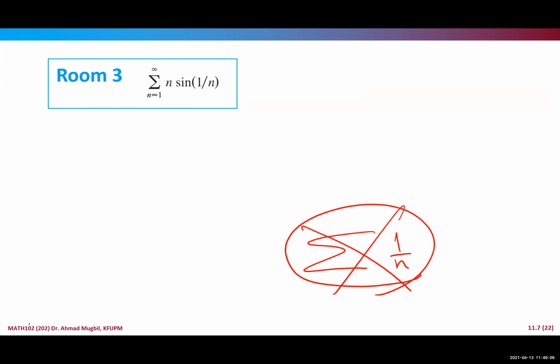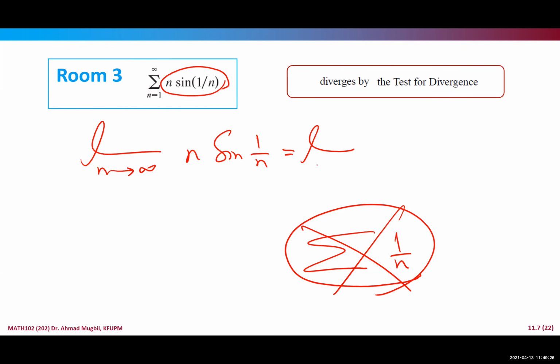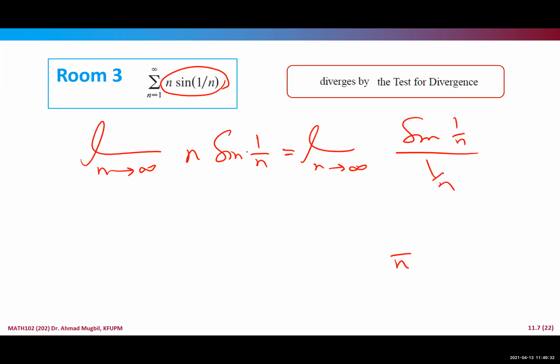Be careful. What you did is not correct, ya Osama. It is not by the limit comparison test. It is divergent by the test for divergence. If you look at this and calculate the limit when n goes to infinity of the nth term, you see that it is the limit as n goes to infinity of sine 1 over n over 1 over n. Just write this n in the denominator.